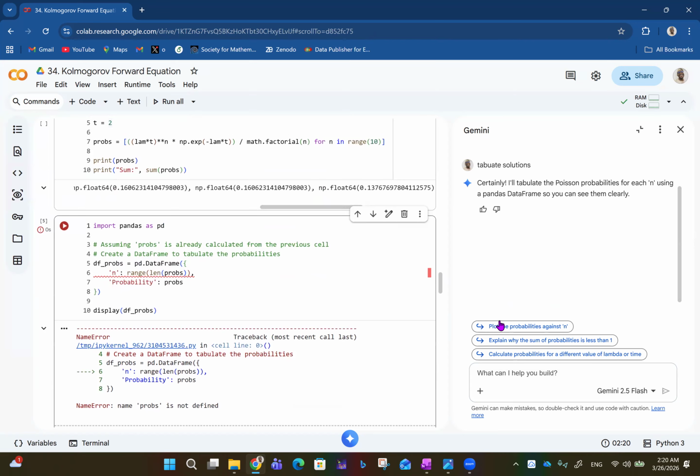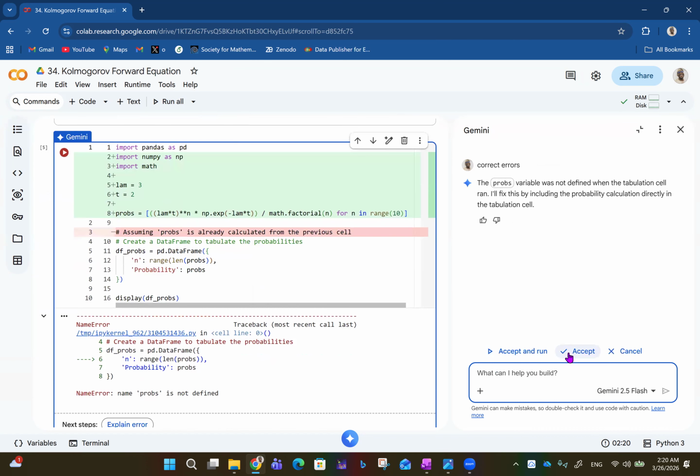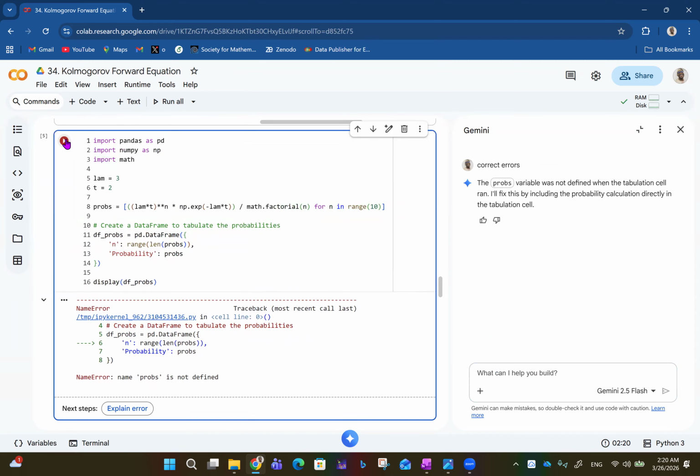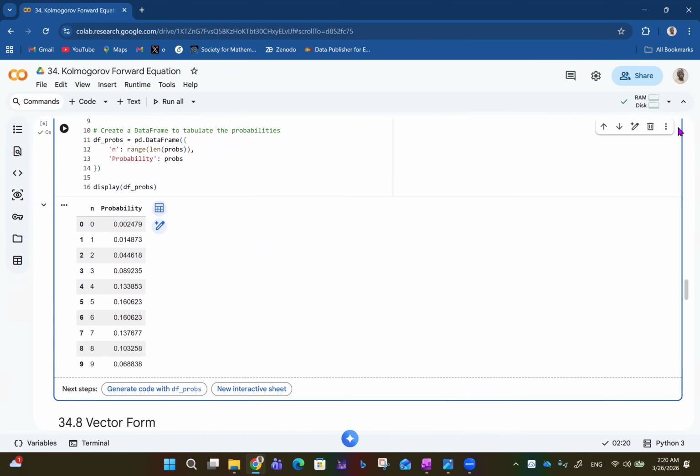Saying that no props defined. Correct errors now. So we're waiting for the correction of the errors. Let's hope this works properly. Yeah, so this is it now. We have all the errors corrected.